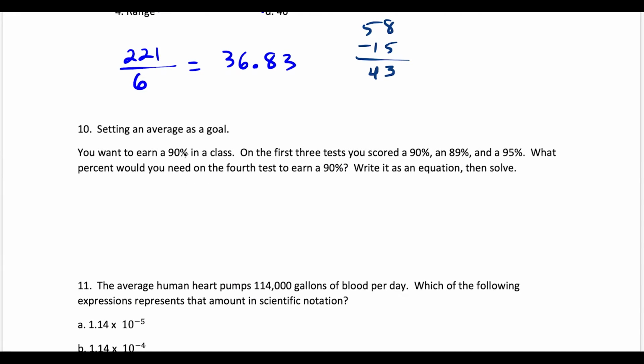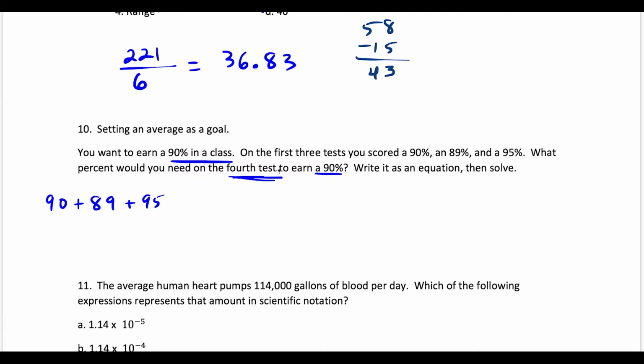For question 10, we want to earn a 90 in a class. And on the first 3 tests, we got 90, then we have an 89, and we've got 95. And on the 4th test, that's what we're looking for. What percent do we need on the 4th test to earn a 90%?